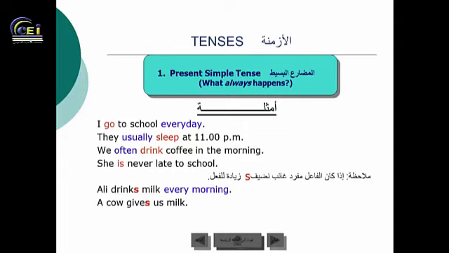I go, they usually sleep, and we often drink coffee in the morning. These are 3 sentences in the present simple. Why? Because of I, you, they, we, plus the infinitive, and every day, usually, often, the key words in the present simple.